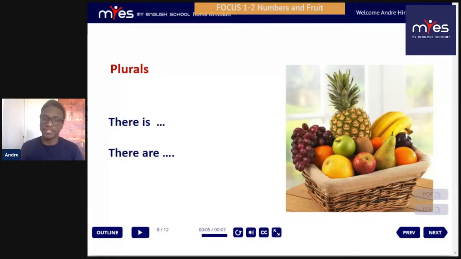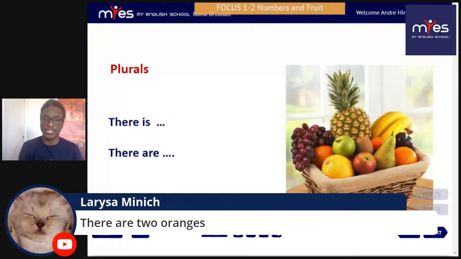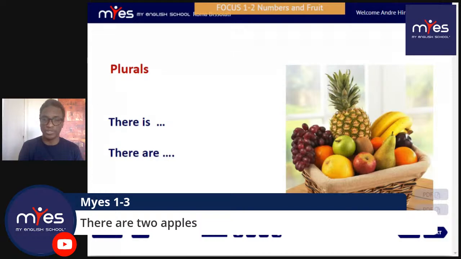Very good, Larissa. There are two oranges and there are two apples. Anything else? I see something on the right. It looks like a plum. It's purple. It's almost the color of the shirt, but this is blue, and it's kind of purple. Some are kind of blue, some are yellow, but this one is purple. It's called a plum. There is a plum.